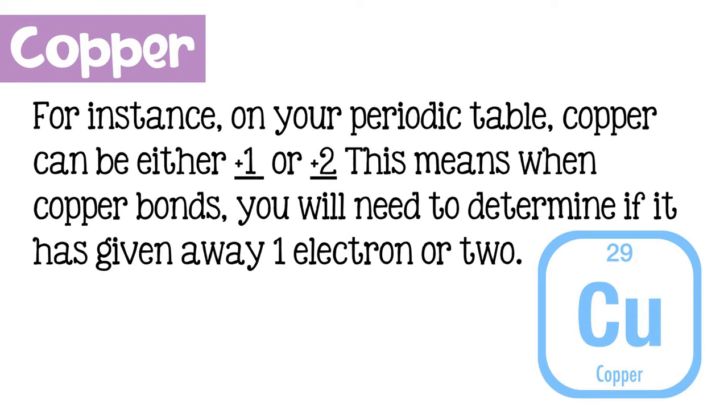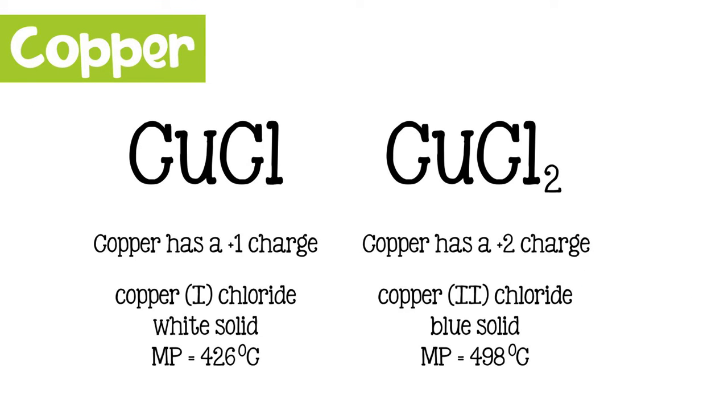So, for instance, if you look on your periodic table and find copper, it's number 29 and its atomic symbol is Cu. Copper can be either a positive one charge or a positive two charge. This means that whenever copper bonds, you need to determine if it gives away one of its electrons or two. Now, let's make use of the crisscross rule from yesterday by undoing the crisscross.